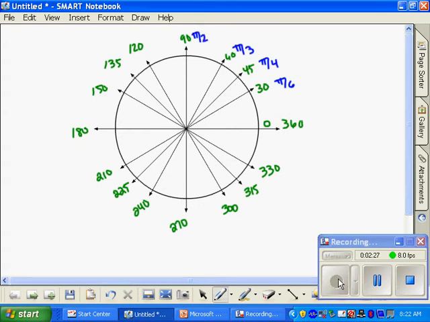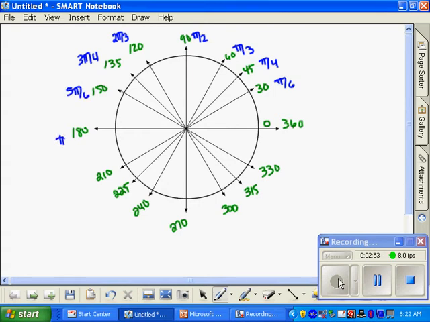These should have gone in the second blank on each of these little stacks of blanks. 120 would be 2 pi over 3. 135 is 3 pi over 4. 150 is 5 pi over 6.